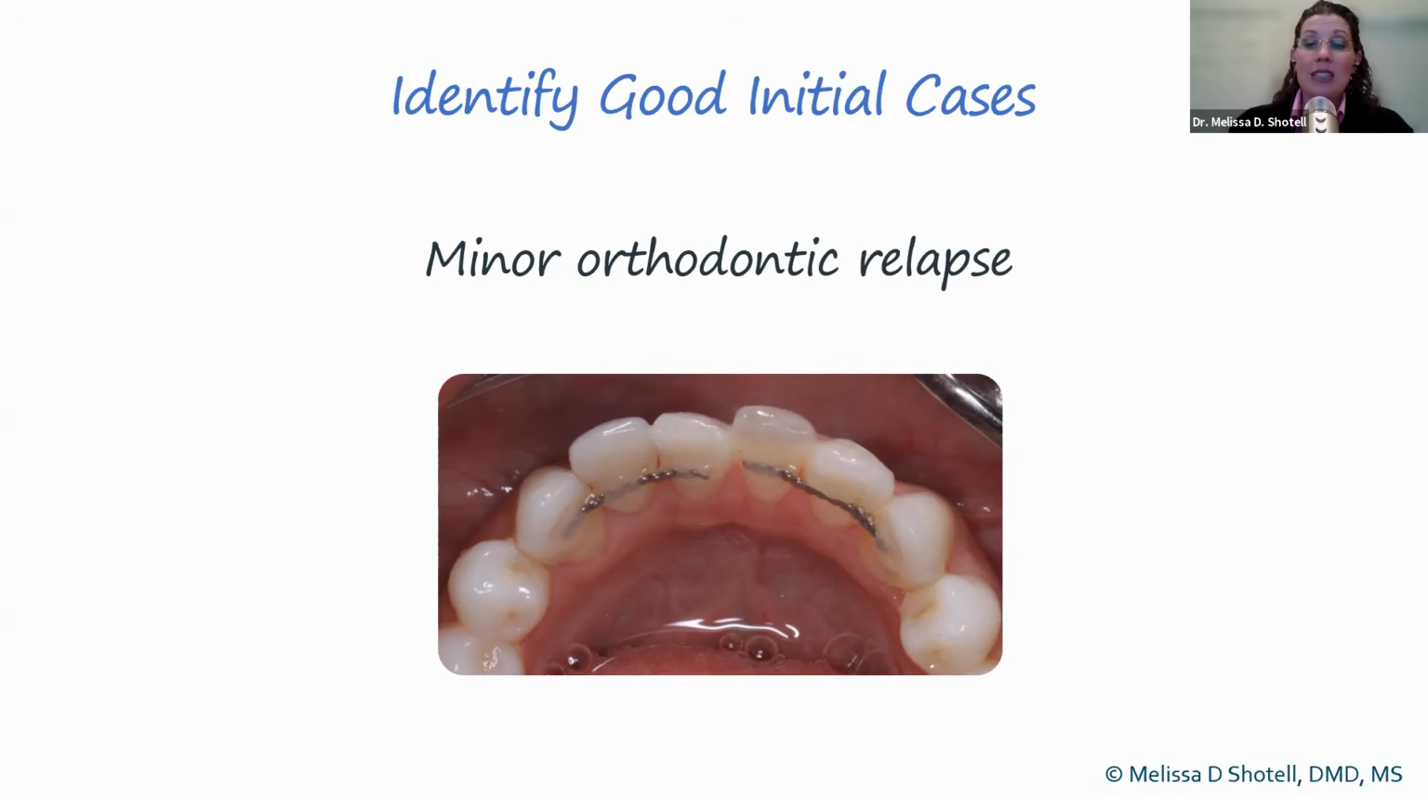These are fantastic patients that have been through orthodontic treatment before, probably with bracket and wire orthodontics, that would like to correct the relapse, but they're not willing to go back into brackets and wires again. These are great patients to identify for in-office clear aligners.